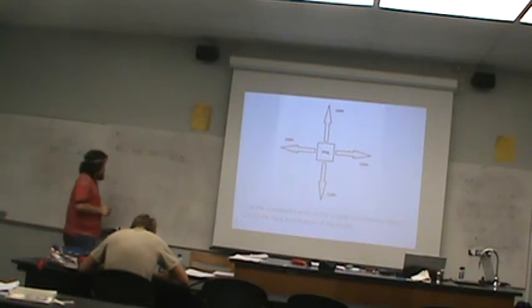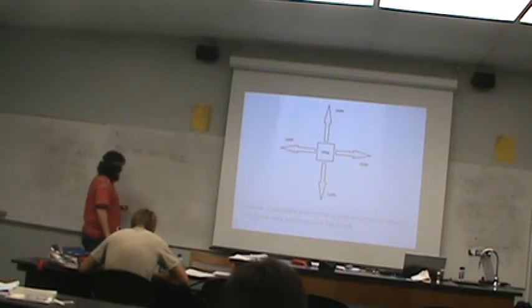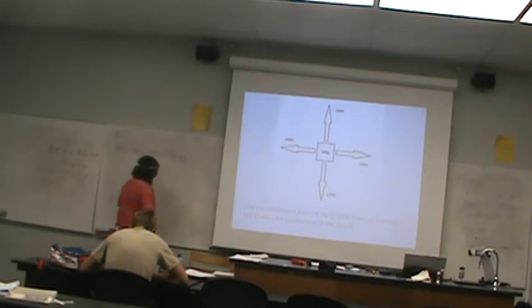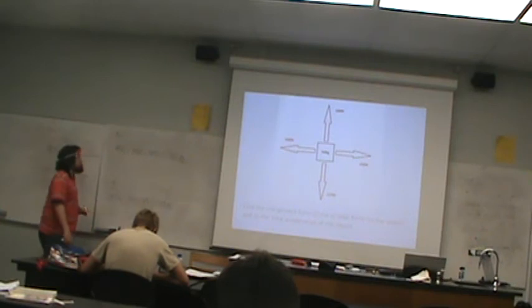Now we're going to look at the y-axis. On the y-axis, we have 100 pointed up and 125 pointed down. It'll give us a net force in the y-axis of negative 25 newtons.